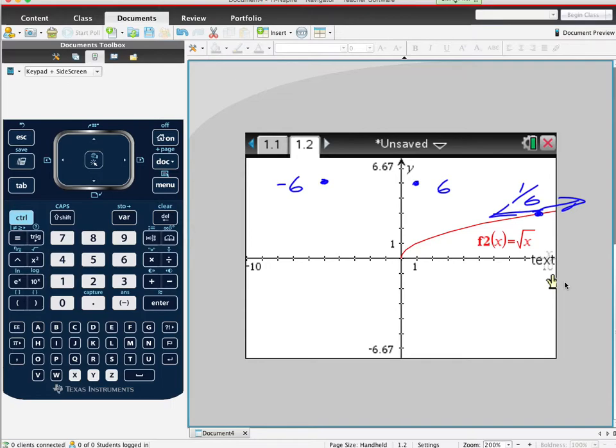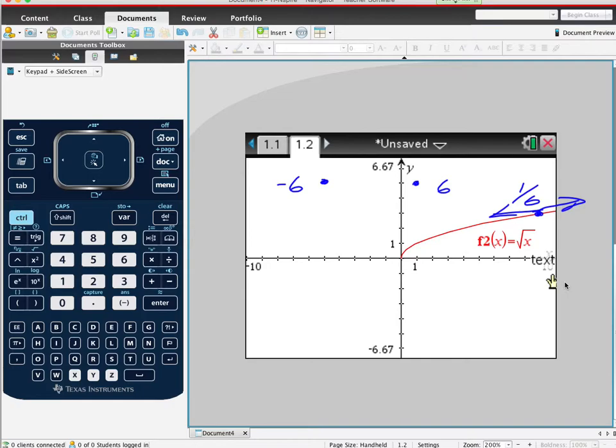If my slope is positive, what does that tell me? My function is increasing. If the slope is negative, that tells me my function is decreasing. If the slope is a larger number, that tells me I am increasing or decreasing fast. If my slope is a smaller number, that means I'm increasing or decreasing slowly. Okay, so that's what I want you to learn.